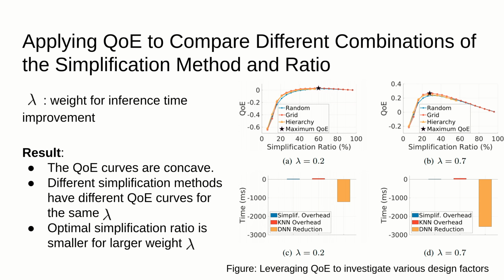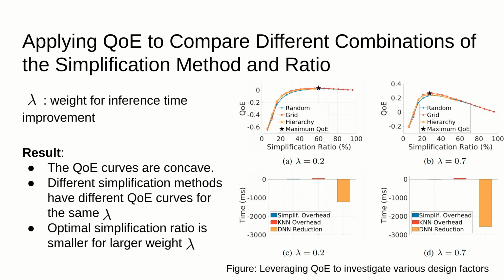The first row in the figure shows the QE curves of the random, the grid, and the hierarchy simplifications versus the simplification ratio, where lambda equals 0.2 and 0.7 respectively. We have the following observations. First, the QE curves are concave, meaning that there is a simplification ratio that achieves the maximum QE.